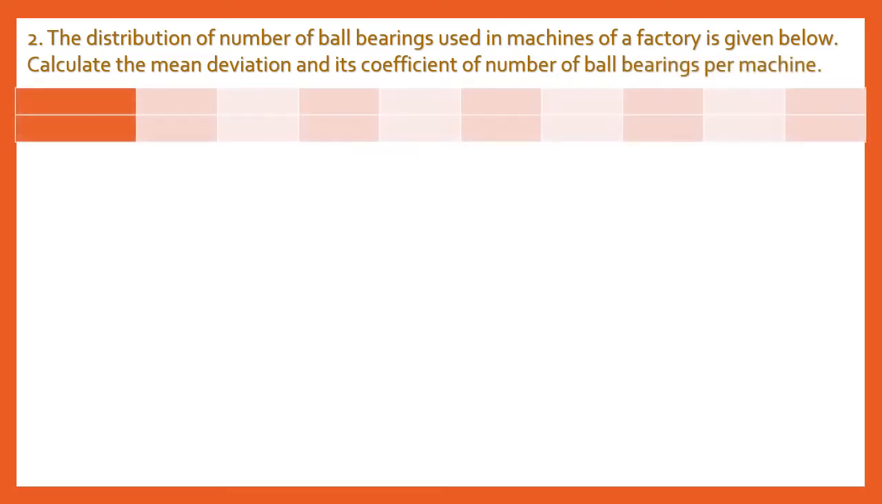The data is given in a table here: number of ball bearings x, and the number of machines, that is frequency. Ball bearings are given as single values, that means this is a discrete frequency distribution, and 2, 4, 6, 8, 10, 12, 14, 16 and total, and then I am going to write down the frequencies 2, 2, 4, 5, 3, 2, 1, 1.